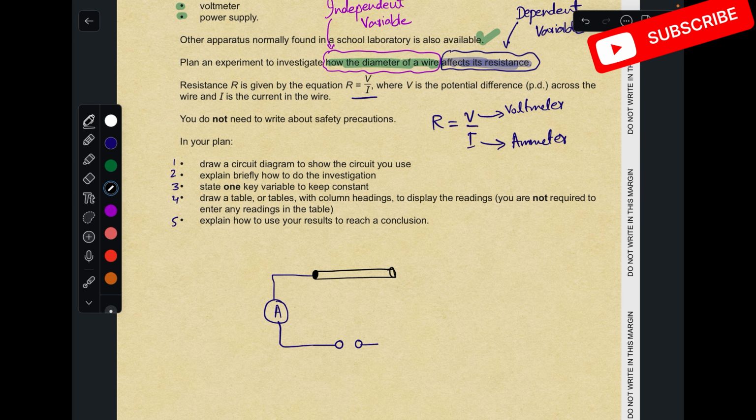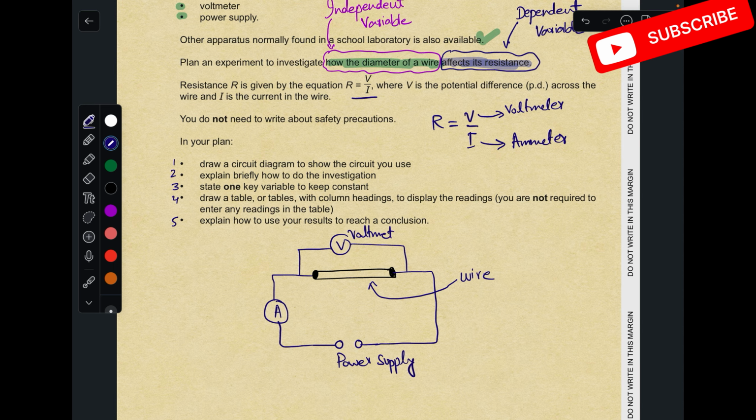This is the circuit. The voltmeter you also have to attach, so you can attach the voltmeter in parallel with the wire. So you have to label this. This is the wire, this is the power supply, this is the voltmeter. This is the standard symbol of a voltmeter, you don't have to mention it, but you can if you want to. This is the ammeter. So this is the circuit diagram. We are done with the first thing.